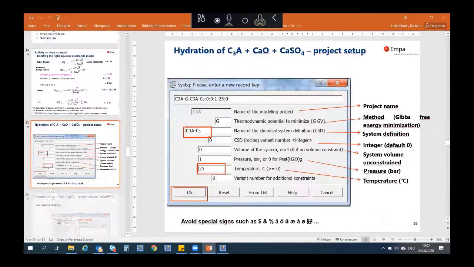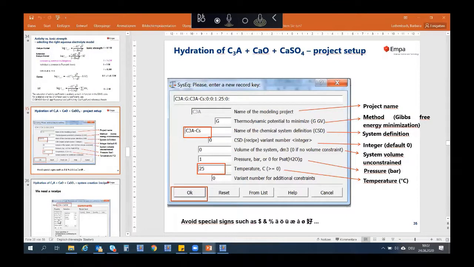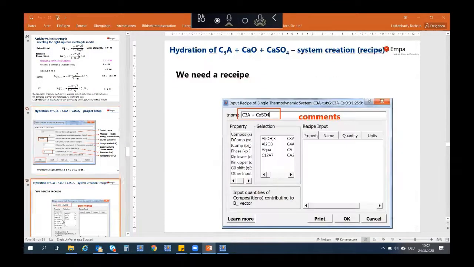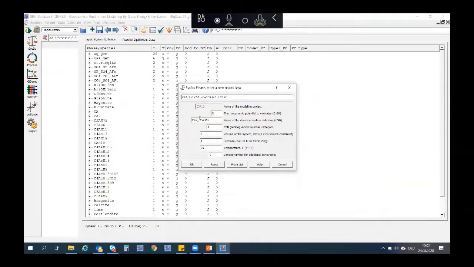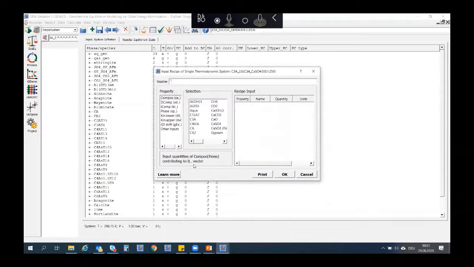So now let me see what I've put here. Here we put 25 degrees. And I can see we wanted to calculate calcium sulfate, not calcium carbonate. So I rename it here to calcium sulfate. Everybody there? Yes. Then we can press OK. And then we basically did our first system.